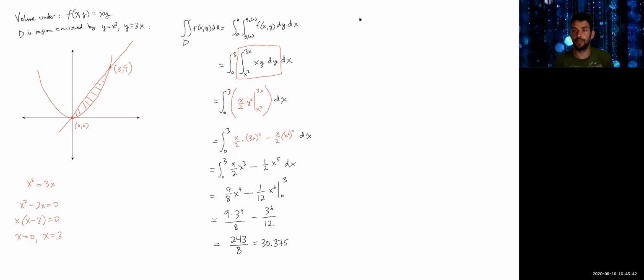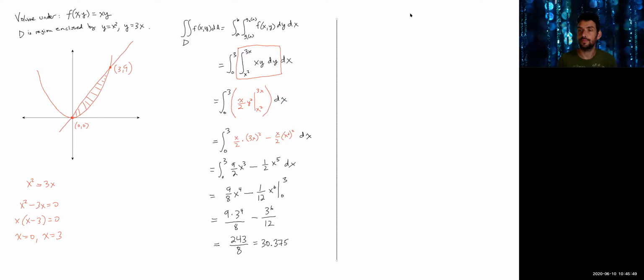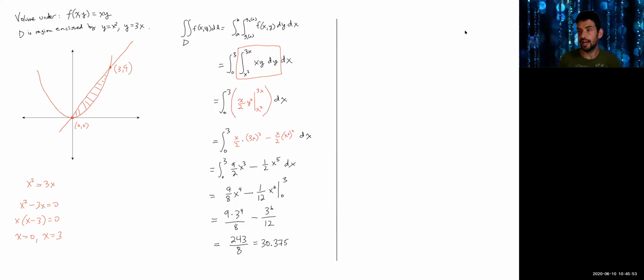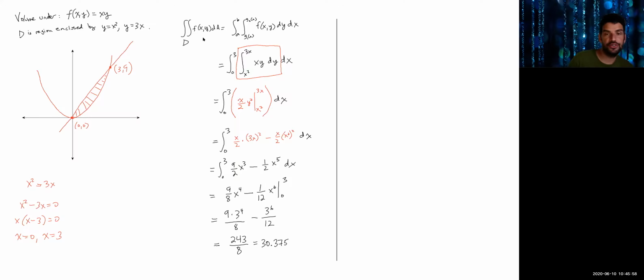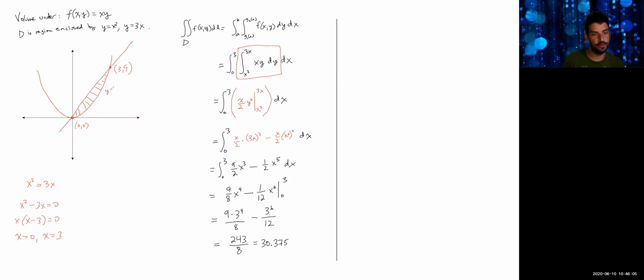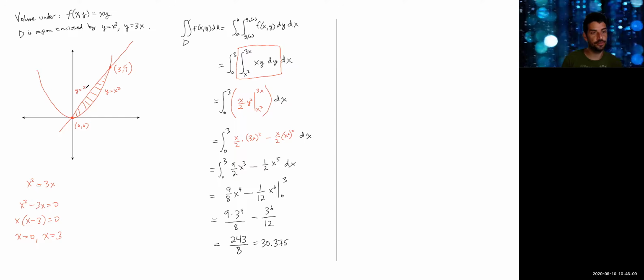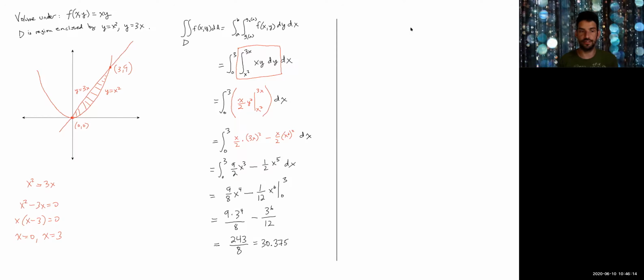This idea that we can take the bounds of y to be given by these functions of x. However, I want to do something different with this now. Notice I could look at this region in a slightly different way. I thought of this as the function y equals x squared, and this as the function y equals 3x.